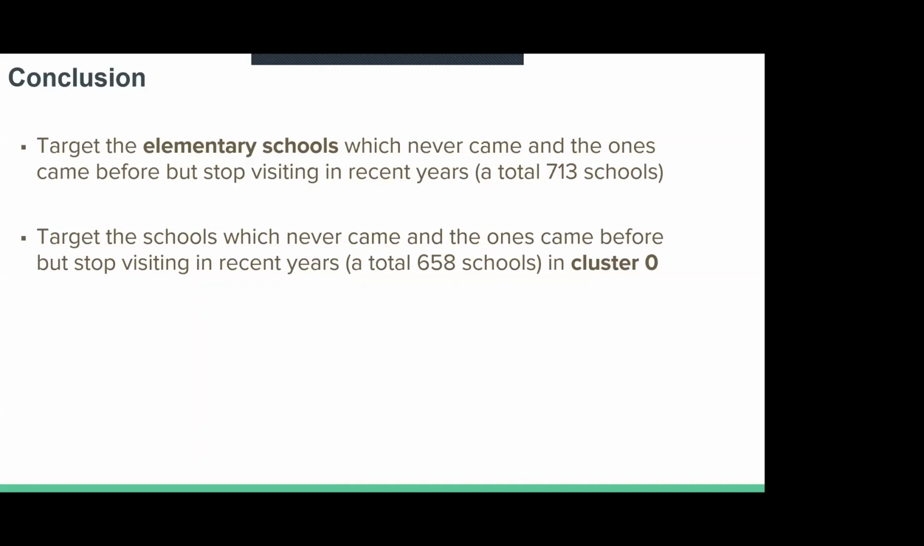Again, there are 550 that never came and 108 that came before but not in the recent 3 years. Total 658 schools in cluster 0. That could be a very good target. There are actually 327 schools which appear in both lists, which makes them even more important or a priority to target.